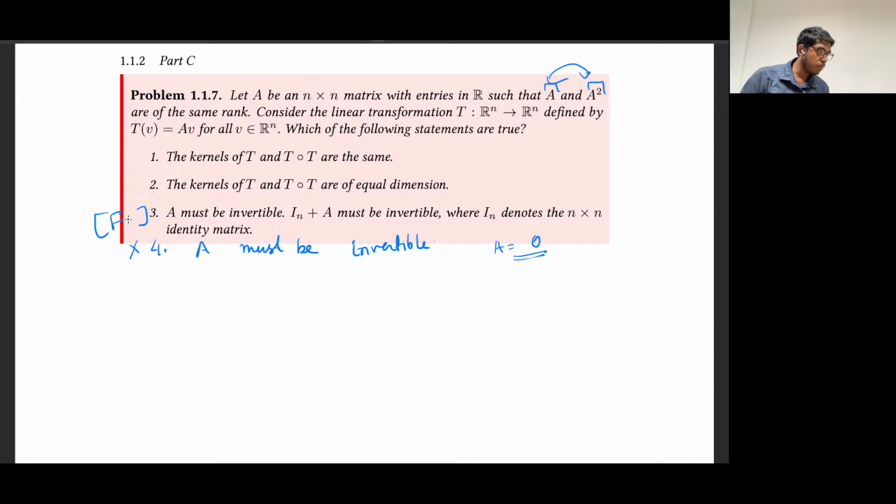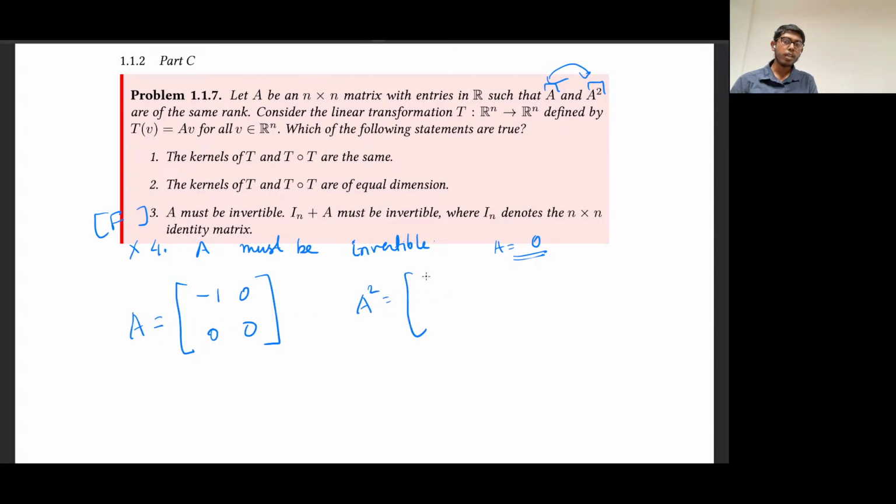So take the diagonal minus 1, 0, 0 for option 3. Yeah, so let's see. For option 3, as suggested, a 2 cross 2 matrix is fine: minus 1, 0, 0, 0. If I take A as this, then what is A square? It's 1, 0, 0, 0. Both have the same rank. But an eigenvalue of A is minus 1, and therefore I_n plus A will not be invertible.